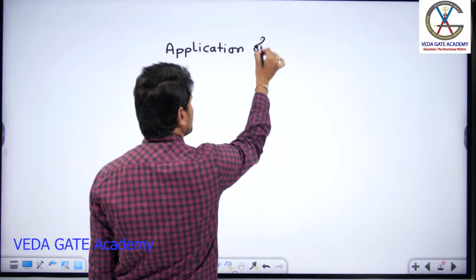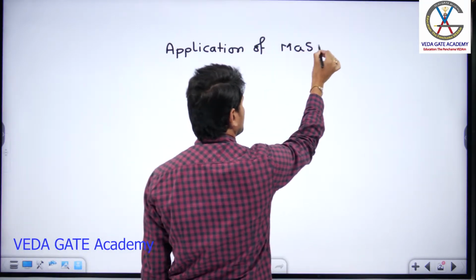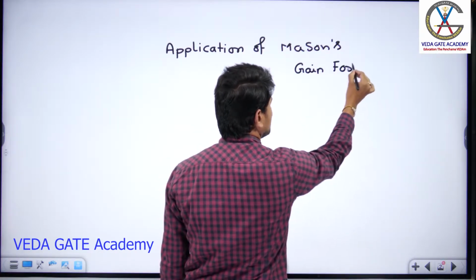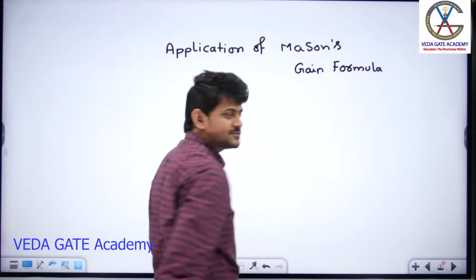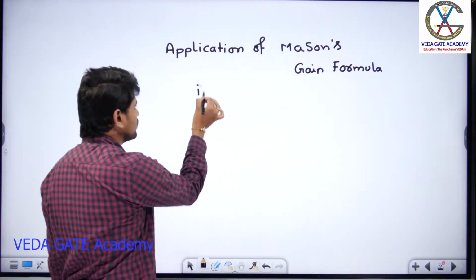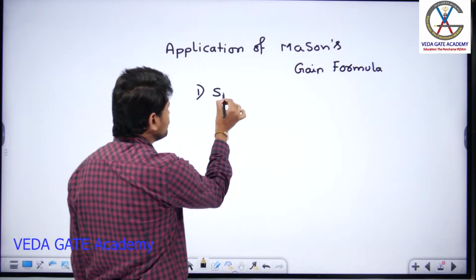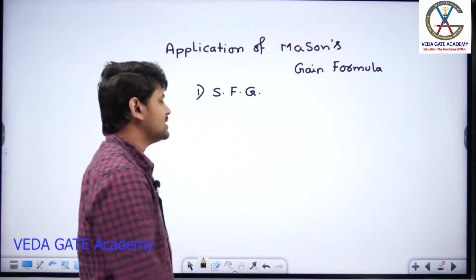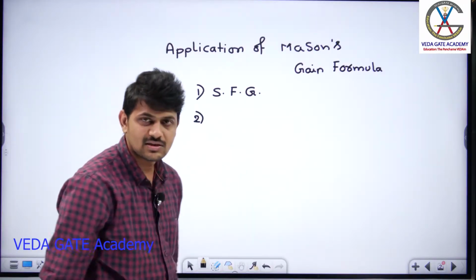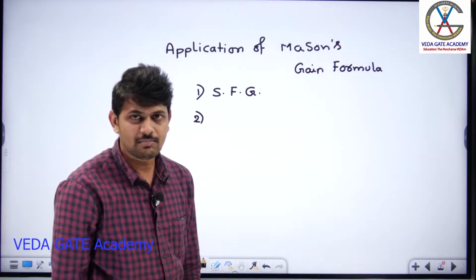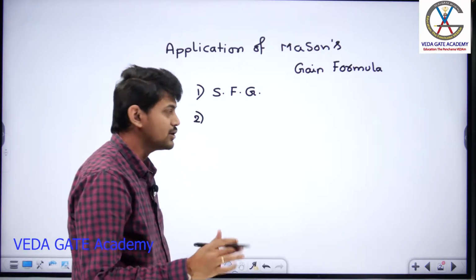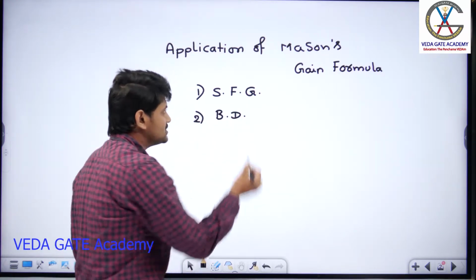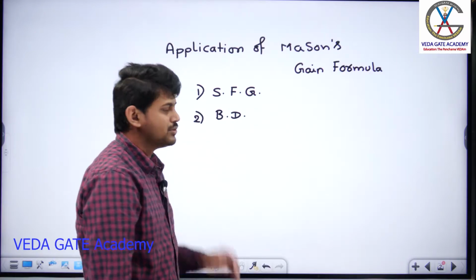Application of Mason's gain formula. In this, majorly I am going to focus on, first, how to apply Mason's gain formula to a given signal flow graph. And second, we can apply the same Mason's gain formula to determine the transfer function between any two nodes, or between any two variables, of a given block diagram. So the second one is how to apply Mason's gain formula to a given block diagram.